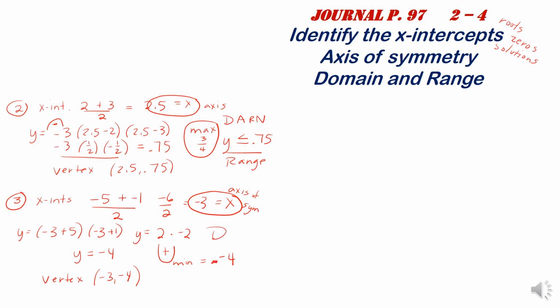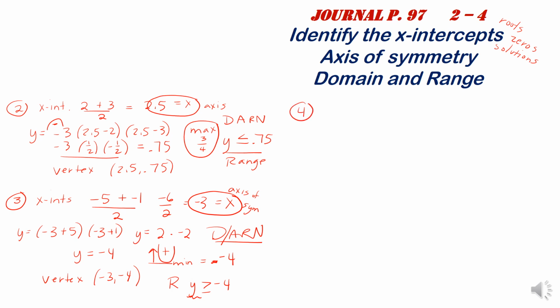And then my domain again is all real numbers because there's no limits on it. But my range, think of it, it's everything above here. So it's y is greater than or equal to -4. Make sure you put a y with your range, okay? X can just be all real numbers, okay?